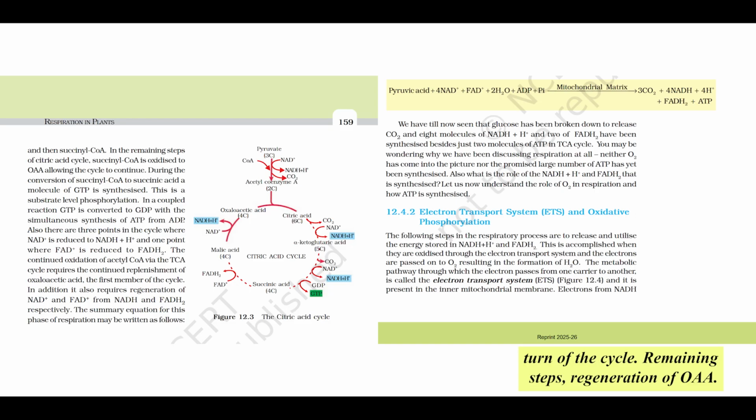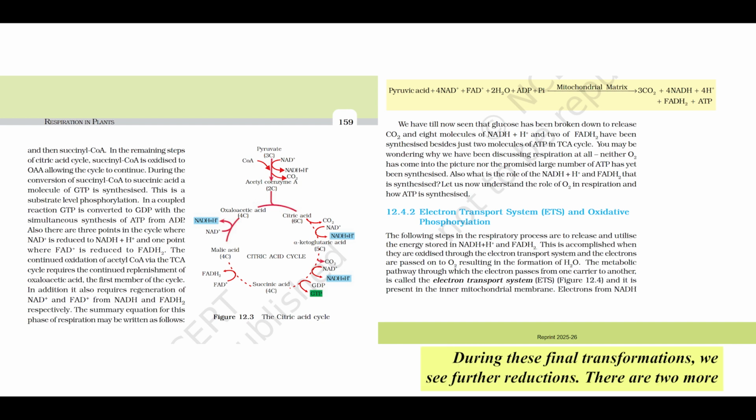Remaining steps. Regeneration of OAA. The remaining steps of the cycle involve a series of oxidation reactions that meticulously convert succinic acid back to oxaloacetic acid, OAA, which is the starting molecule. This regeneration of OAA is absolutely critical because it ensures the cycle can continue to accept new acetyl-CoA molecules.